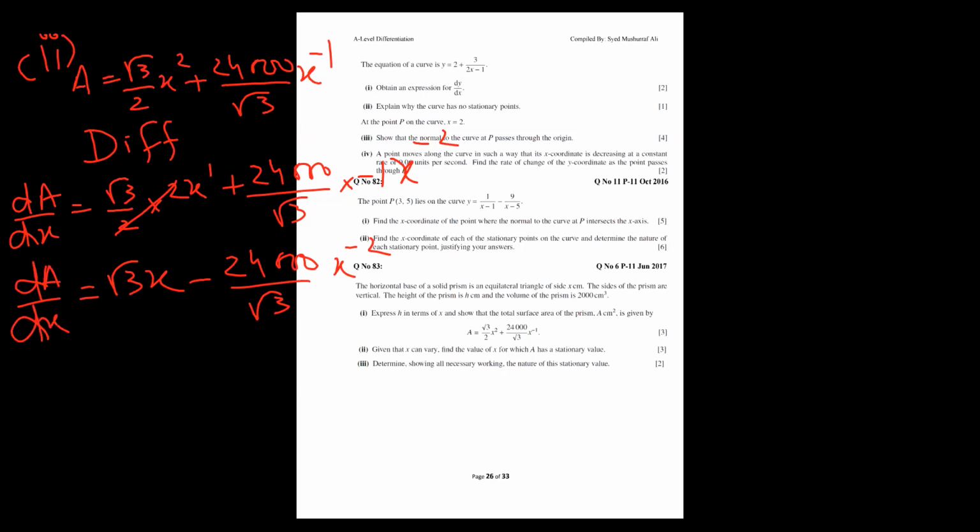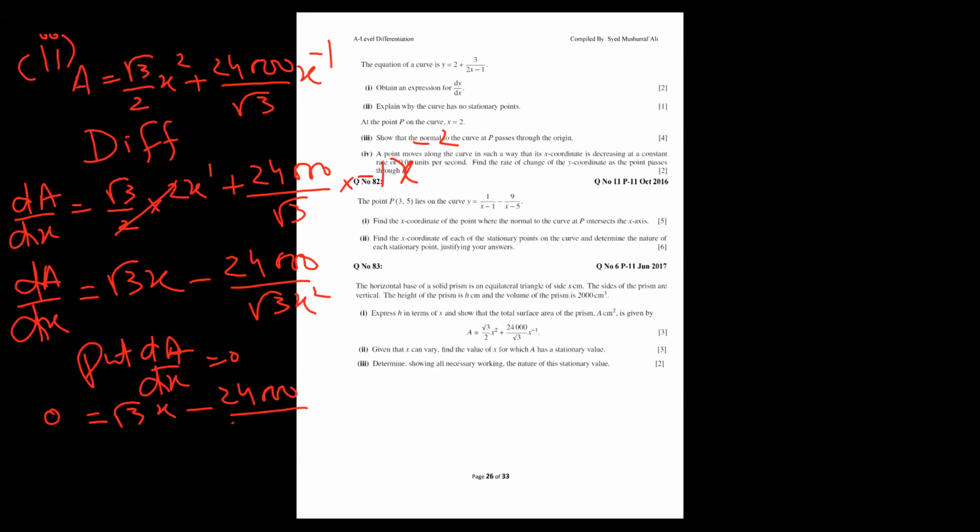But I have to make the power positive, so I bring it into the denominator. Now I'm going to put the derivative equal to 0: dA by dx equals 0. So 0 equals root 3 x minus 24,000 over root 3 x squared. Can I bring this whole thing to the left-hand side and make it positive? Yes, I can. So 24,000 over root 3 times x squared equals root 3 x.